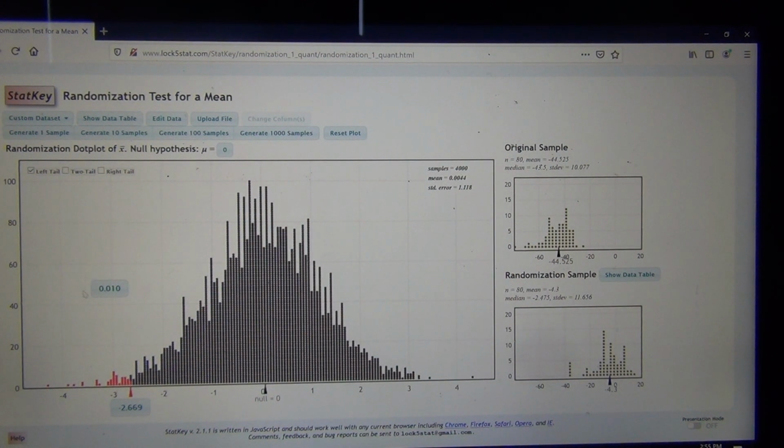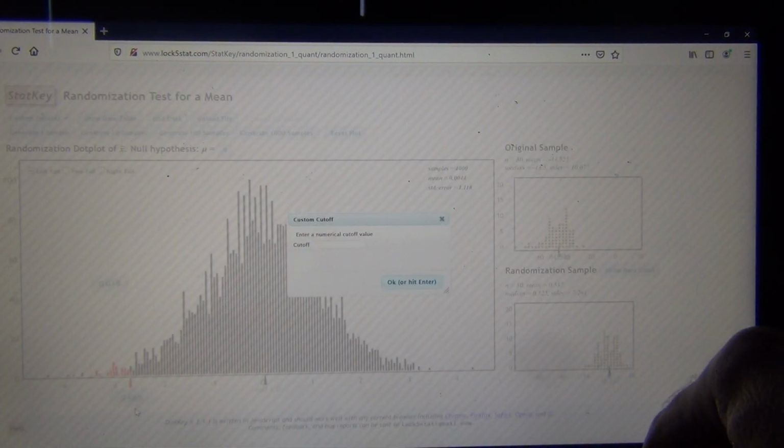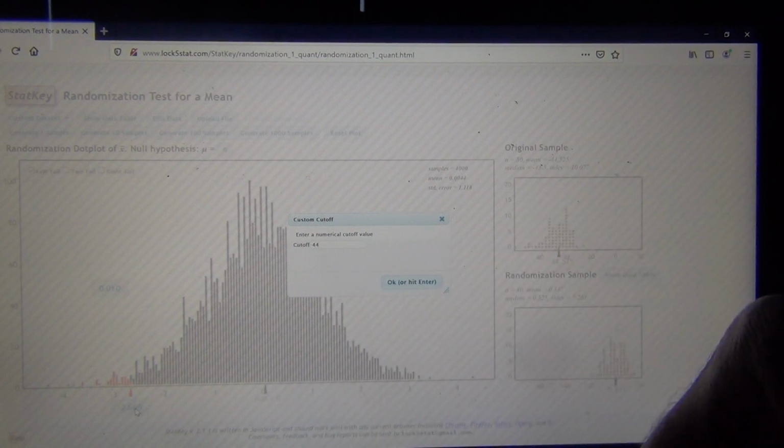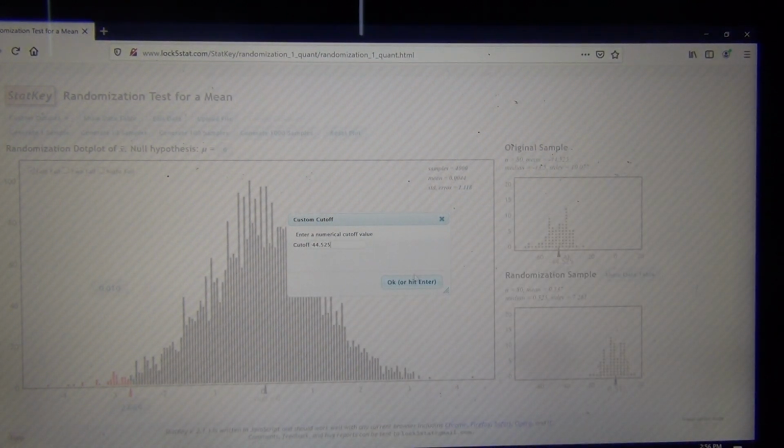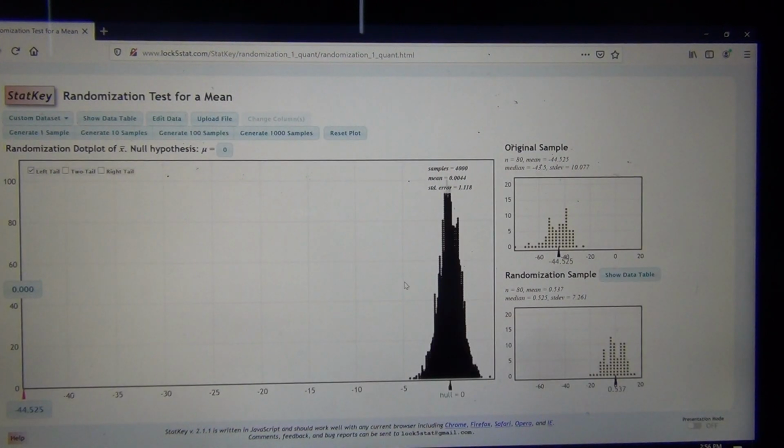Now, this is not the p-value. Remember, 0.01 is the significance level. So to get the p-value, I'm going to put the original sample data in this bottom box. So negative 44.525. That's my original sample difference from the systolic and diastolic. You can see that it had to scale it because it's so far in the left tail. But this would be my p-value. I've got a p-value of 0.